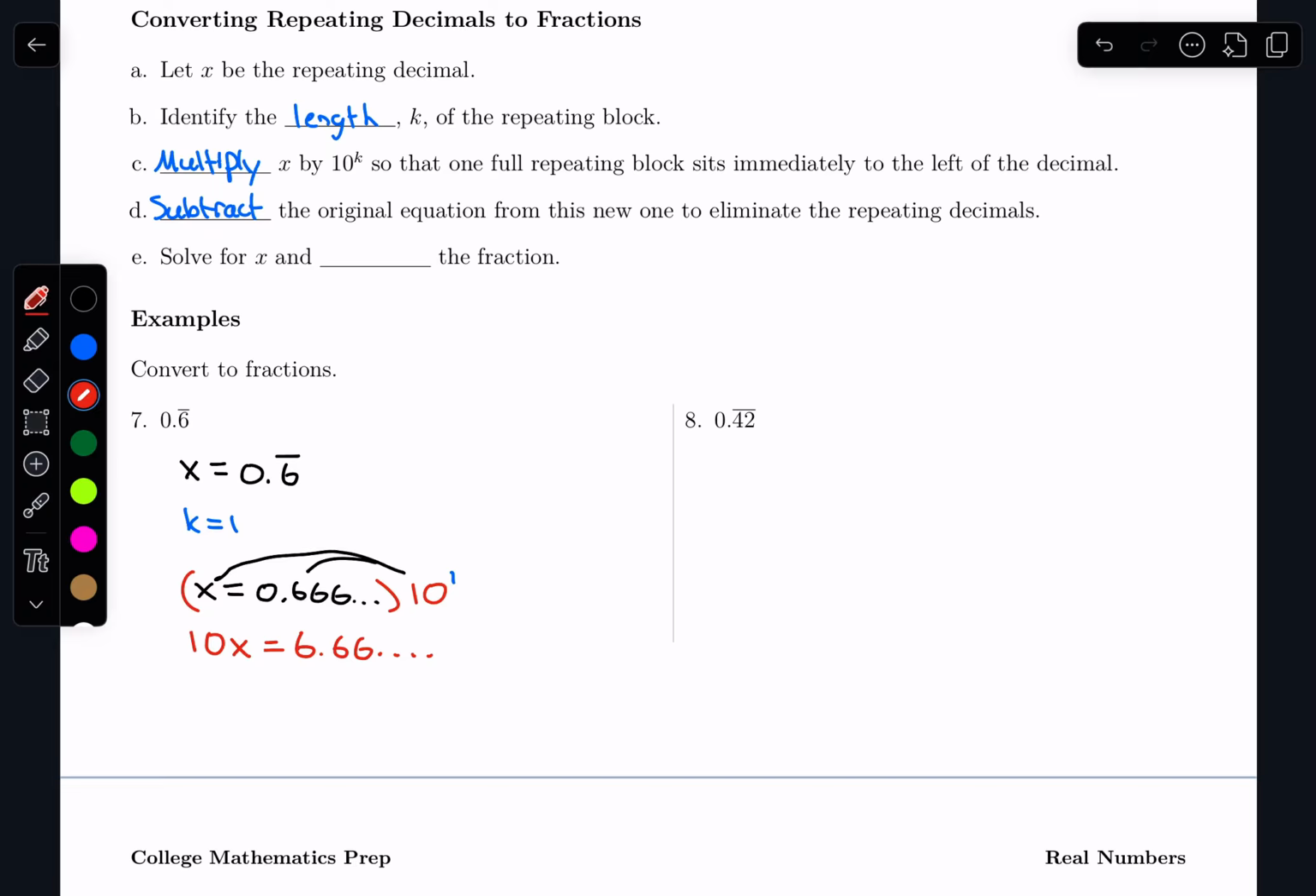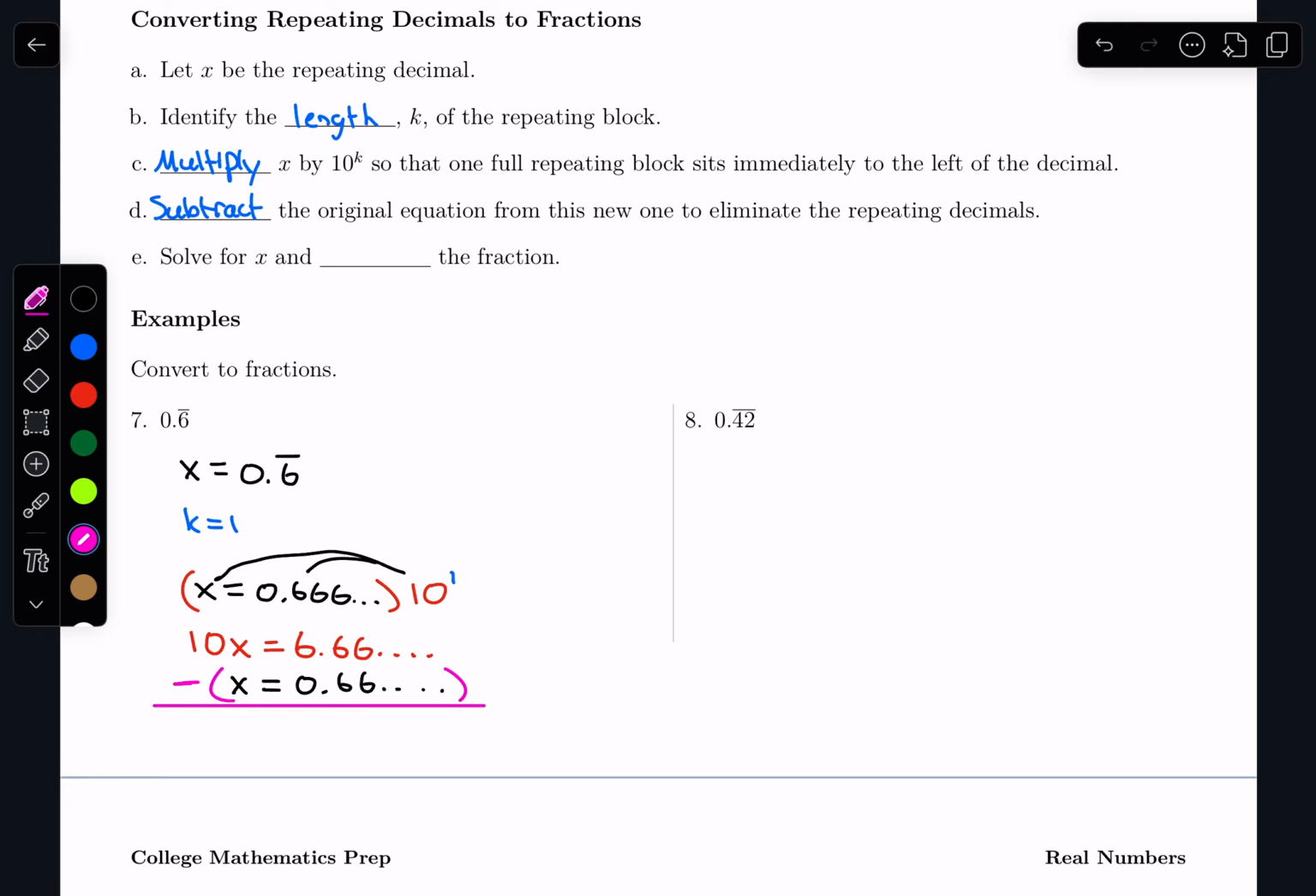We're going to subtract the original equation. So the original equation was x equals 0. And I'm going to write the sixes with some dots after it, where those sixes keep going. So what part C tells me to do is actually subtract right here. So I'm going to subtract this entire equation from what's above it.